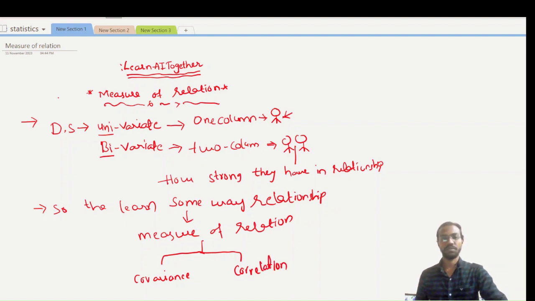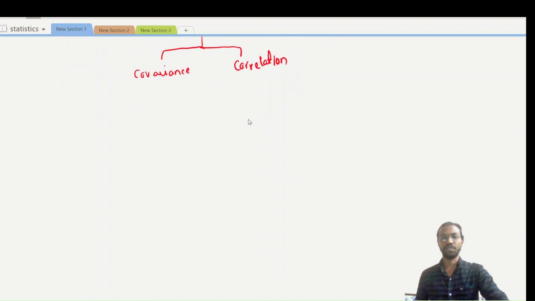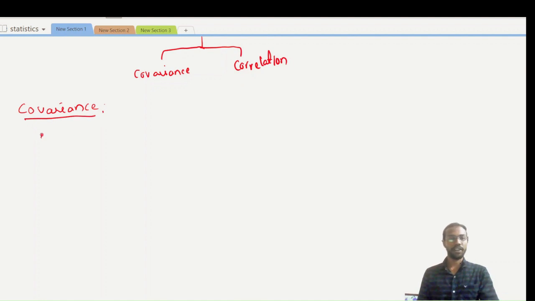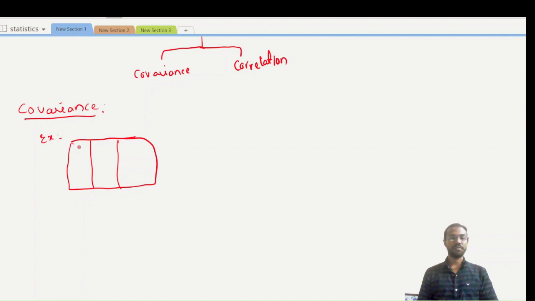But first we go for covariance. What do you mean by covariance? For better understanding, we take an example. In this example, we have a data set. This data set contains three columns. The first column is height, which is a numerical column, and weight, which is a numerical column, and this is a gender column, which is a categorical column.